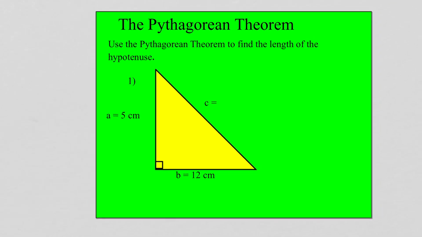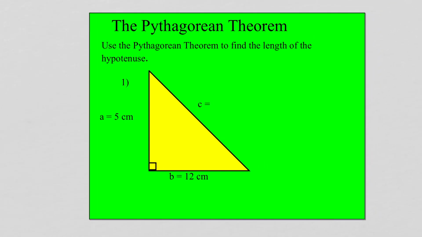We have been studying the Pythagorean Theorem. We discovered the Pythagorean Theorem by looking at the squares on the sides of right triangles. We've watched some videos on the history of Pythagoras, and we've watched some fun videos on the Pythagorean Theorem, and now we're going to start using the Pythagorean Theorem.